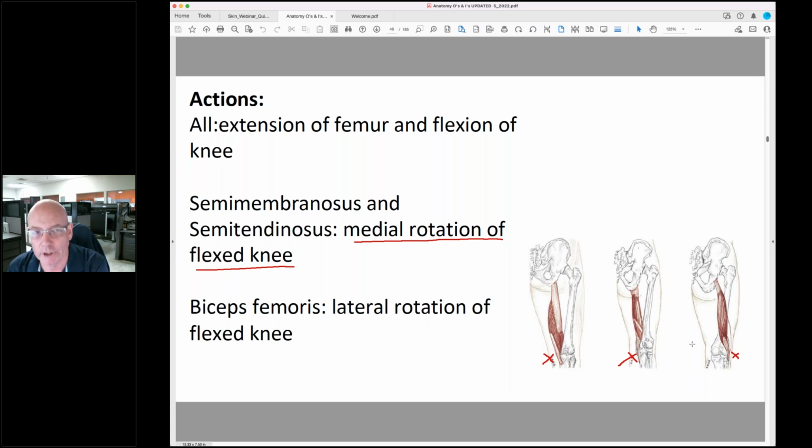So what does that mean? If you're sitting in a chair, you have a flexed knee. As your knee is flexed, you can laterally rotate and medially rotate, and you're using different muscles to do it. When you medially rotate, you're using the semitendinosus and semimembranosus, and when you laterally rotate, it's lateral rotation of flexed knee. It's biceps femoris.